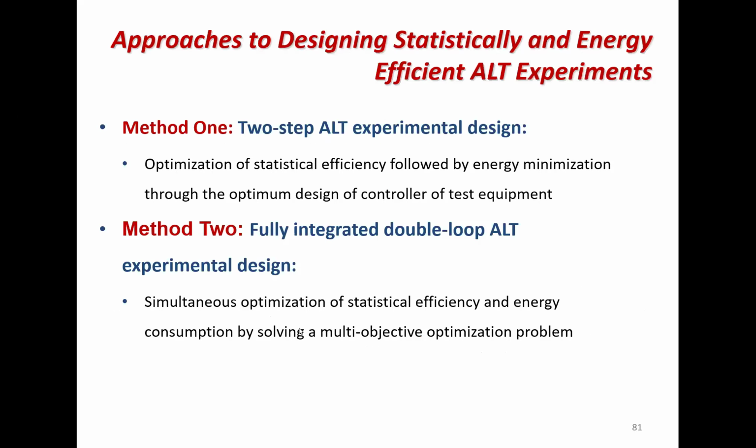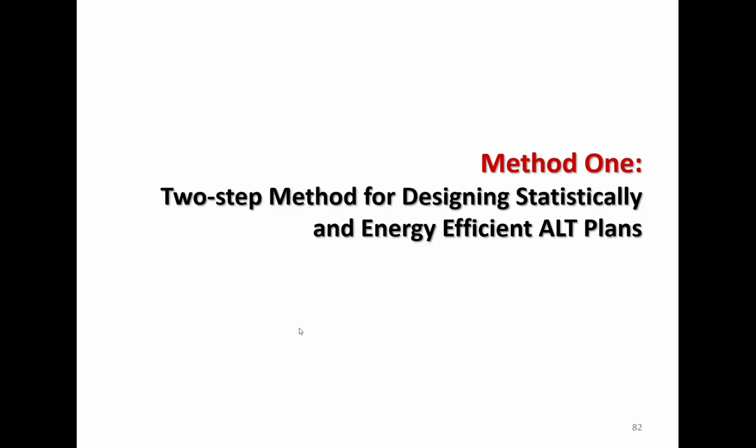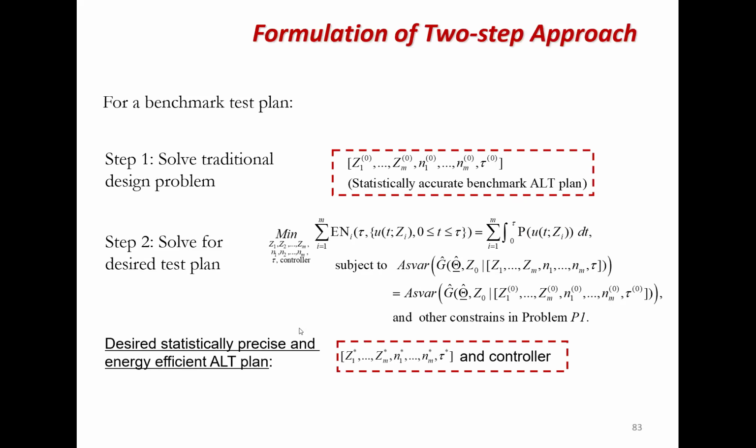First, method number one, the two-step ALT experimental design method. We optimize the statistical efficiency, followed by energy minimization through optimal design of the controller and of the test equipment. The second method is a fully integrated double loop ALT experimental design method. We simultaneously optimize statistical efficiency and minimize energy consumption, specifically solving a multi-objective optimization problem. I'm going to quickly go through these two methods and show you some examples. Method number one, the two-step method for designing statistically and energy efficient ALT plans. We have already learned from the equivalent testing plan.